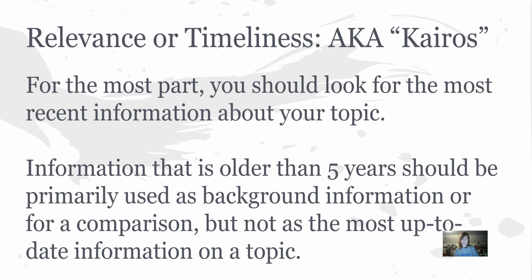And then timeliness, or kairos as it is called. Typically for a paper, you should try to use sources that are not older than 5 years. There are obviously exceptions to this, like if you're giving background information, or our textbook, for example. Our textbook is 10 years, almost 15 years old, and it's still considered credible. So you just got to kind of play it by ear, but just make sure that you're getting the most relevant and up-to-date information that you can.